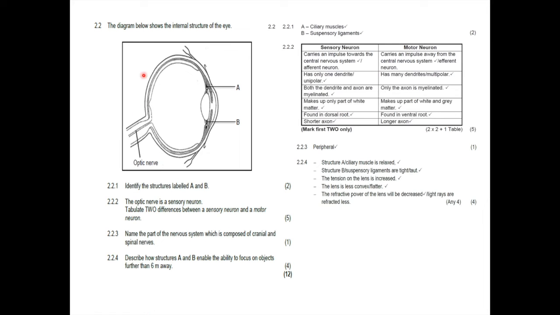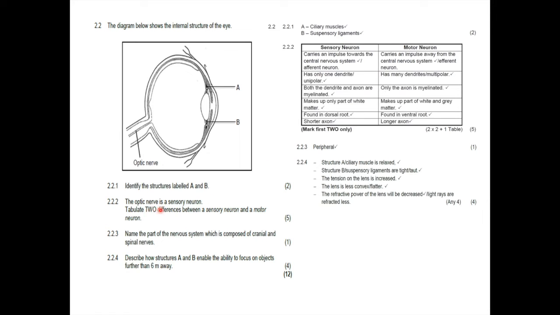Question 2.2. The diagram below shows the internal structure of the eye. 2.2.1. Identify structures labeled A and B. So that little black dot is A. B is those little lines that are holding the lens. So A is the ciliary muscle, B is the suspensory ligament.